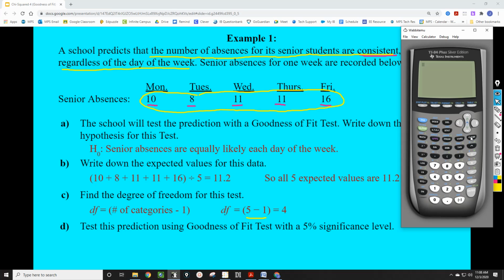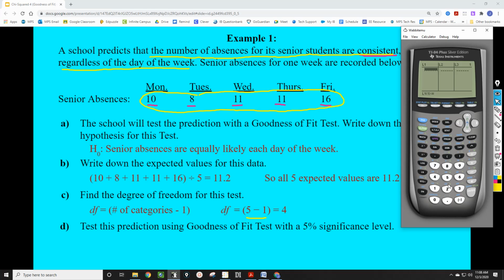So unlike using chi-squared tests for independence where we use matrices, we are going to go to stat, and this is more like how you would enter in values for correlation or one variable stats or something like that. So we're going to go to stat on our calculator and then edit, and that'll get us to our lists. And you can see I've already got the numbers in here, but I'll show you how I put those in. Again, we can clear a list by highlighting the list and then arrowing down or pressing enter.